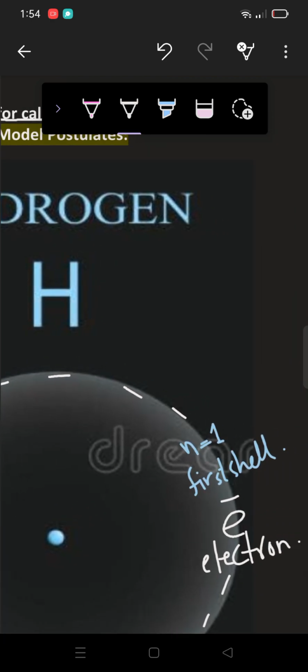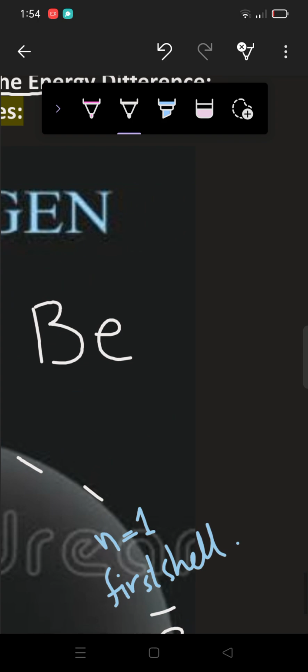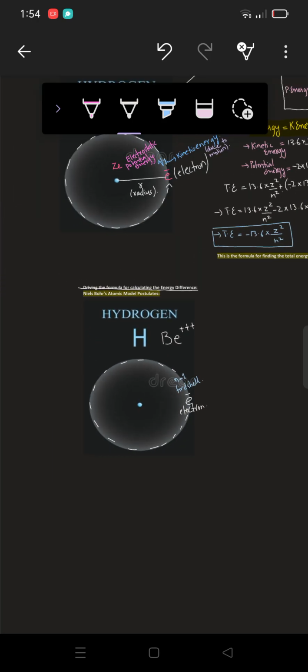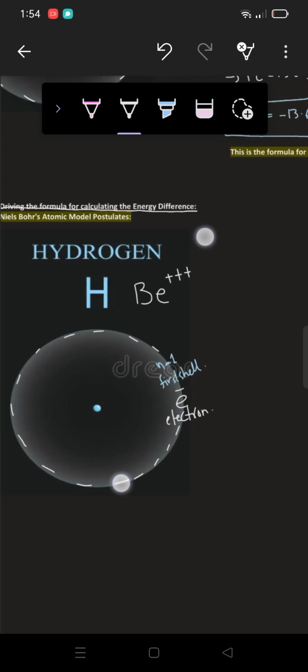Now suppose I don't have hydrogen here, however I have another atom. For example, I have beryllium, but Bohr's atomic model would not be valid on the beryllium atom. However, for beryllium triple plus, since we know that beryllium has 4 electrons, if it loses 3 electrons, it will have only 1, and Bohr's atomic model is only applicable on mono-electron species. So it is only applicable on the hydrogen atom and hydrogen-like atoms.